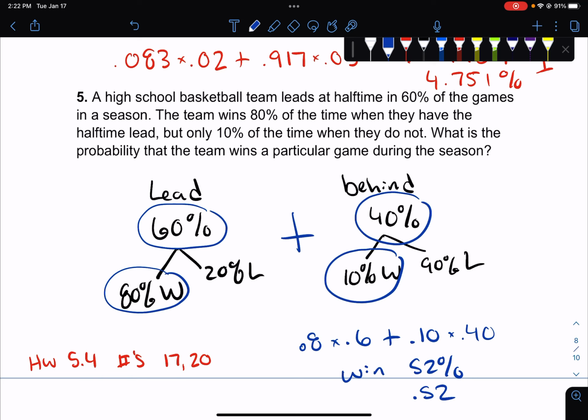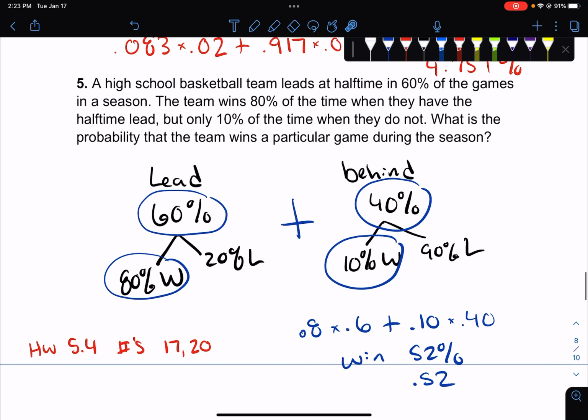So on these questions, when there's two different groups to begin with, find the probability in one group and multiply it by how big that group is. And then find the probability in the other group and multiply it by how big that group is. And then add those together and you get the answer, okay? So on homework 5.4, there's only two of these that I want you to try. I want you to try number 17 and number 20, and then you're done with 5.4.